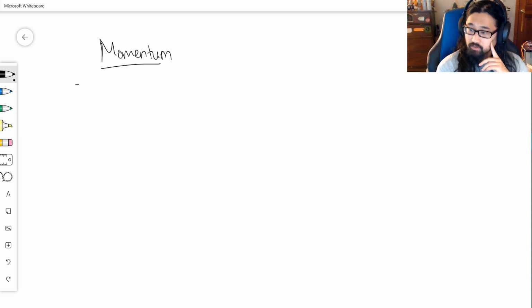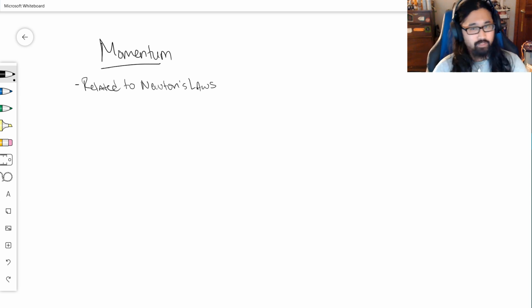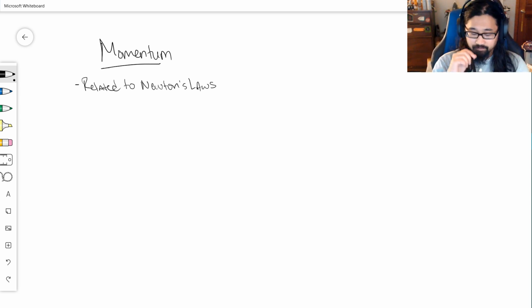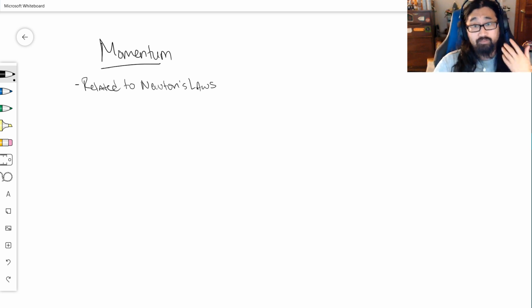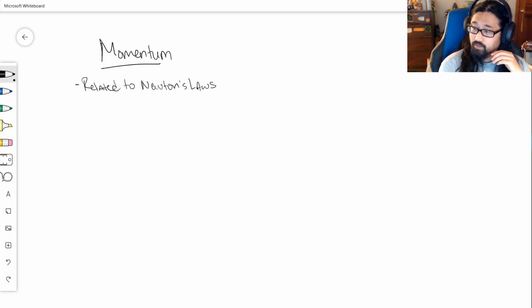Momentum is related to Newton's laws, right? Specifically, it's related to his first law. Object in motion tends to stay in motion. Object at rest tends to stay at rest. So when you think about momentum, where have you heard, oh, they're gaining momentum, or they have momentum, right? Usually it's something that's already moving, and usually something that's moving pretty fast, or something that's pretty big, right?